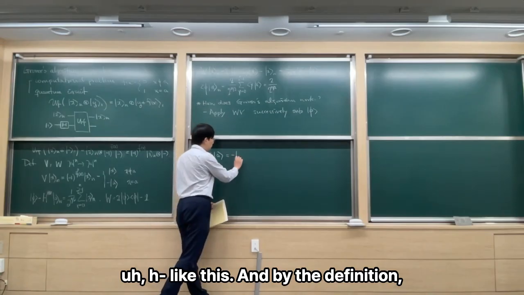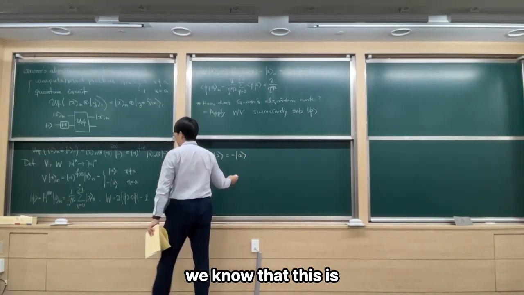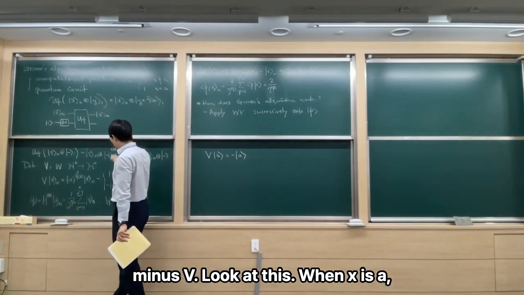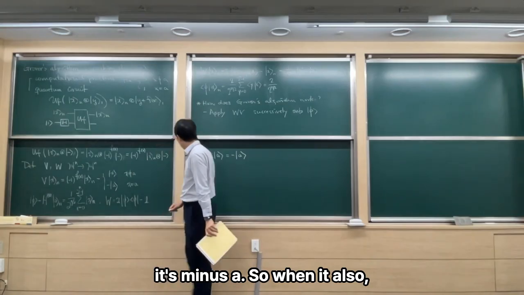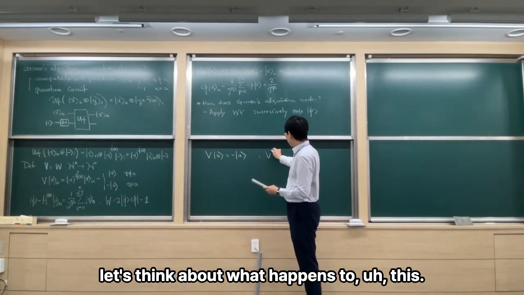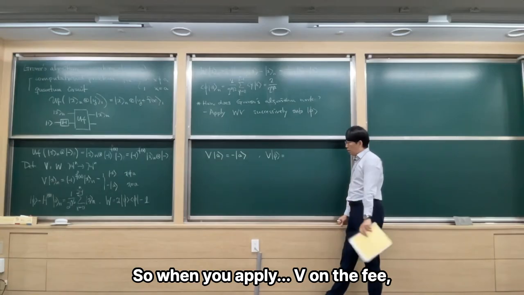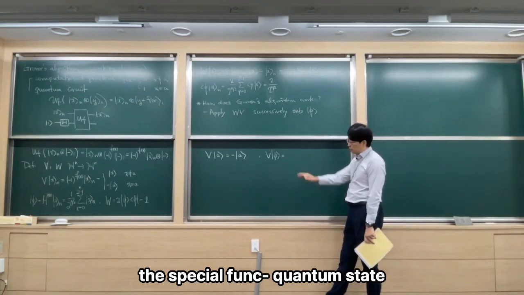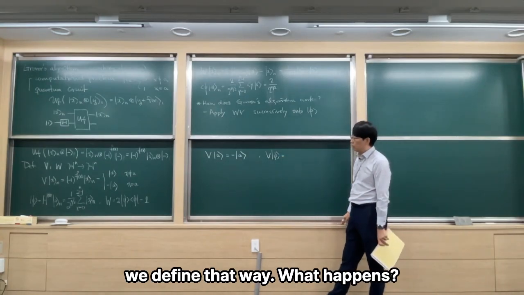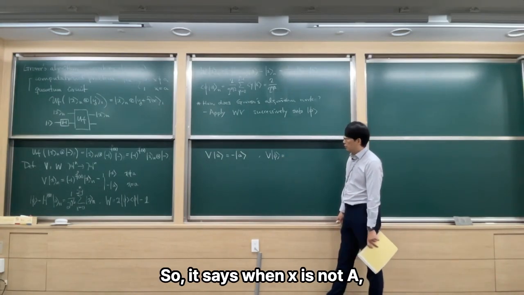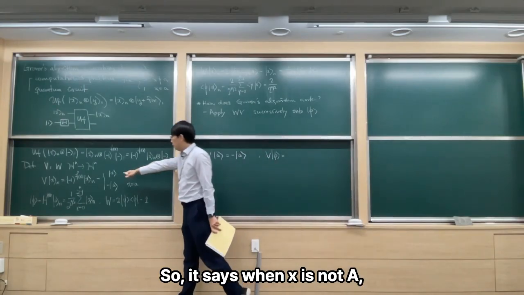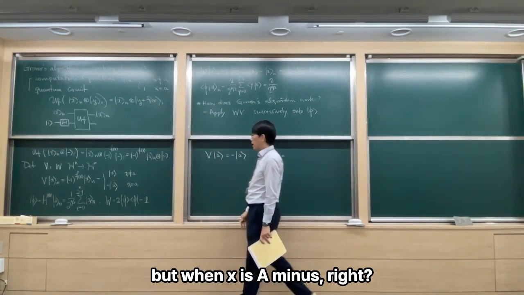This, by the definition, we know is minus V. Look at this. When x is A, it's minus A. So also, let's think about what happens to this. When you apply V on the phi, the special quantum state we defined that way, what happens? It says when x is not A, it's the same thing, but when x is A, it's minus, right?